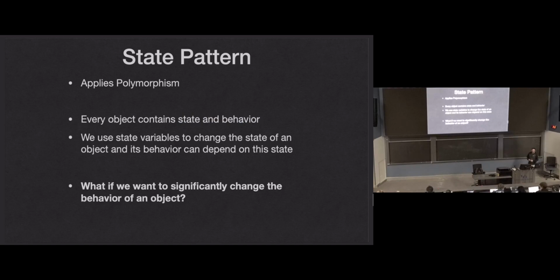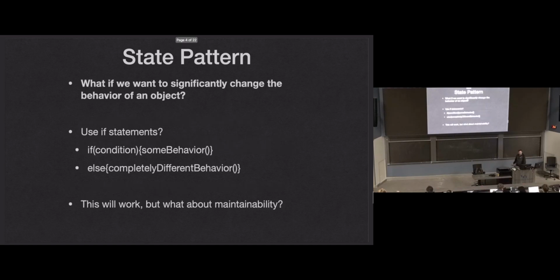And the behavior can depend on the state of the object. So the behavior can ask its state, what are the values of these instance variables, and then change its behavior based on that state. Right? But what if we want to significantly change the behavior of an object?